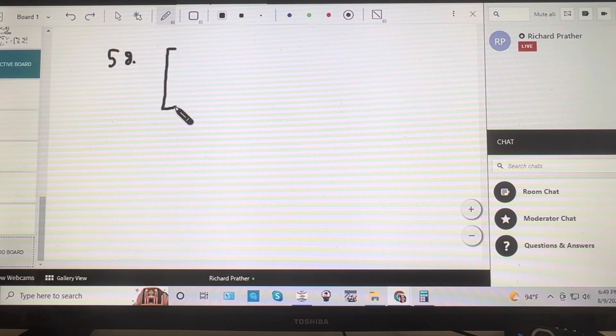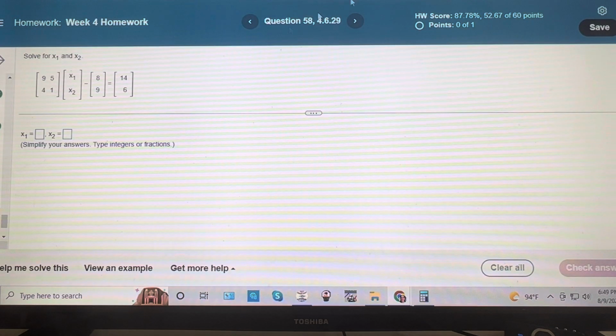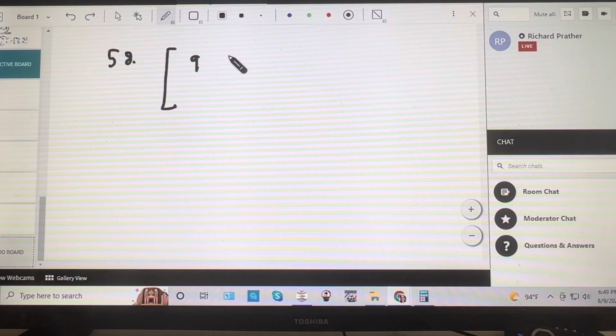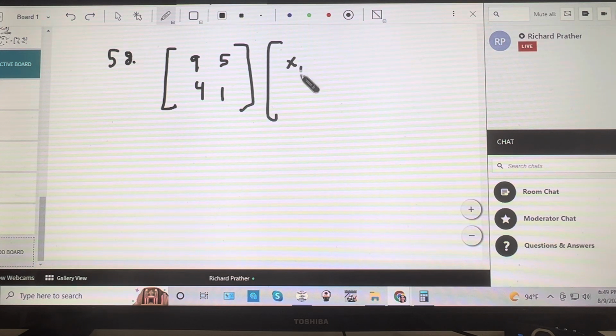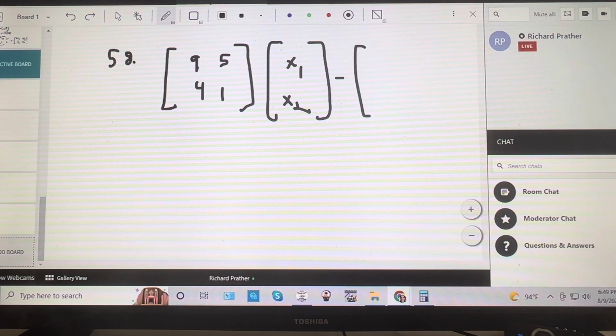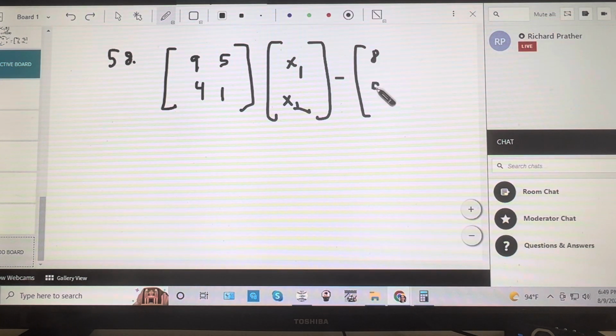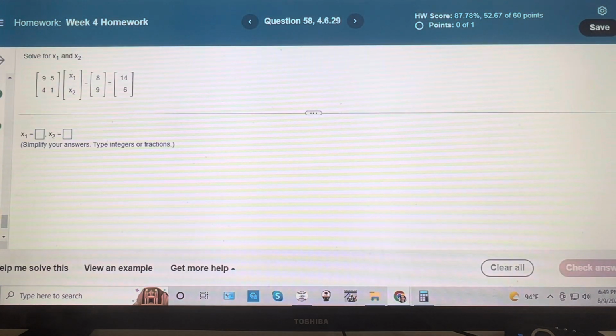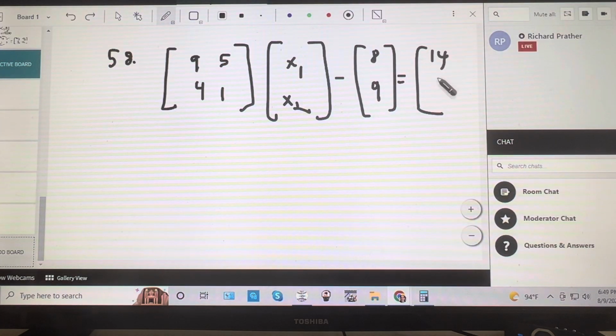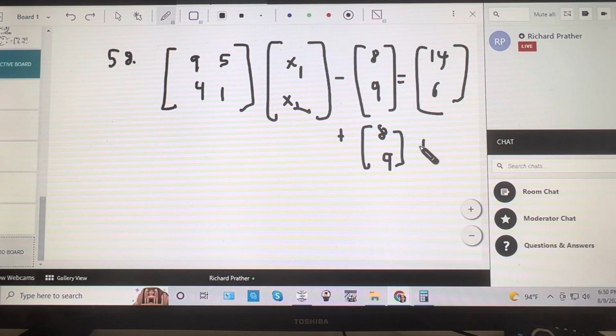So you got your 2 by 2 first. 9, 5, 4, 1. You got your x1 and your x2. This time there's a minus 2 by 1 matrix instead of a plus. 8 and 9. And then the answer is supposed to be 14 and 6. So just like last time, you can add this matrix right away because it's just easy to add things. Adding matrices is easy.